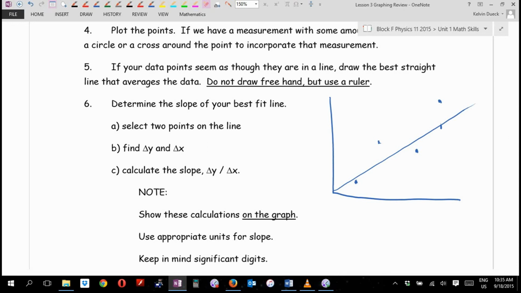You're going to find the slope of your best fit line, rise over run. You want to select 2 points on the line.